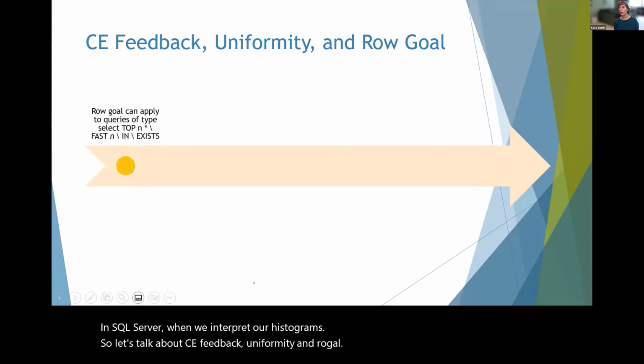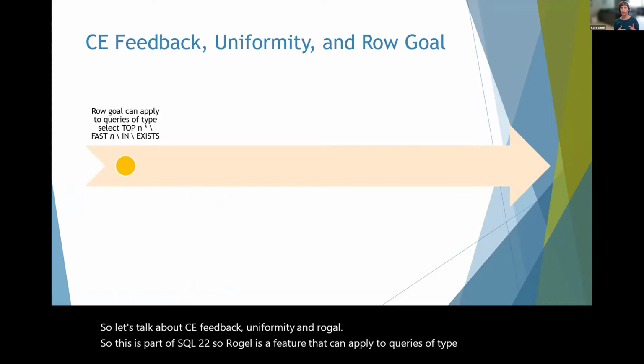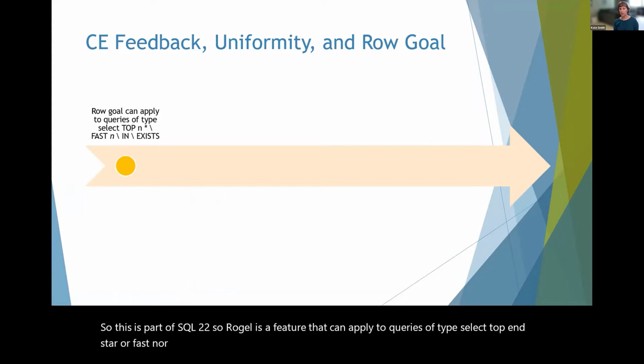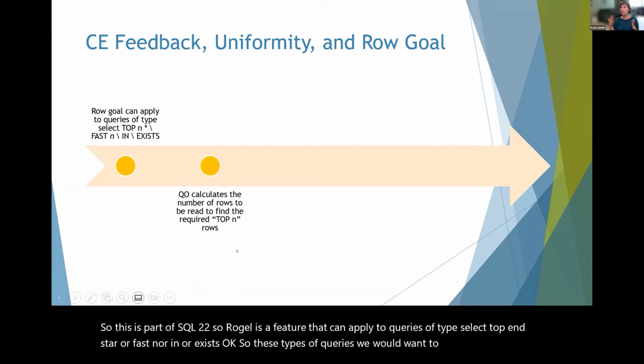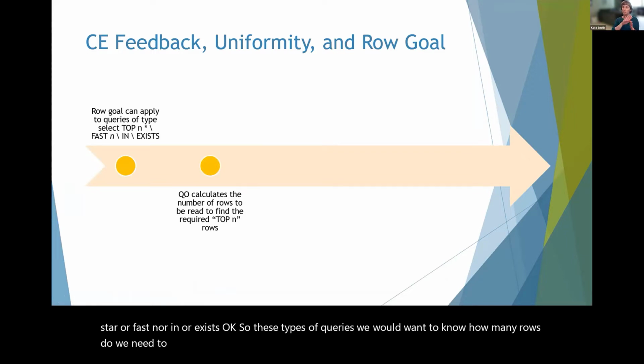So this is part of SQL 22. Row goal is a feature that can apply to queries of type SELECT TOP N *, or FAST N, or IN or EXISTS. For these types of queries, we want to know how many rows we need to read to get the top N of this value.